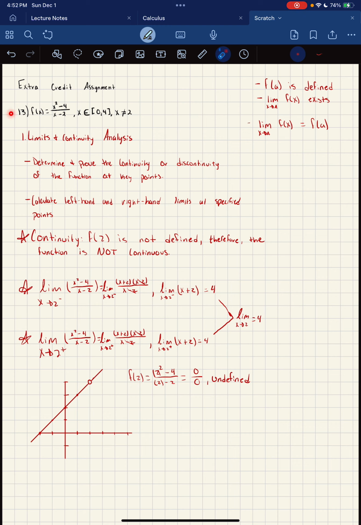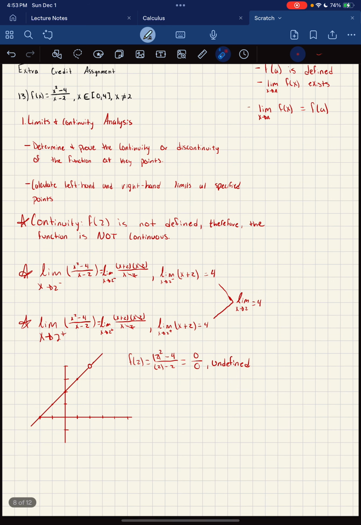So I did choose equation 13. F of x equals x squared minus 4 divided by x minus 2, where x can only be 0 to 4. That is my interval, 0 to 4, but x cannot equal 2.